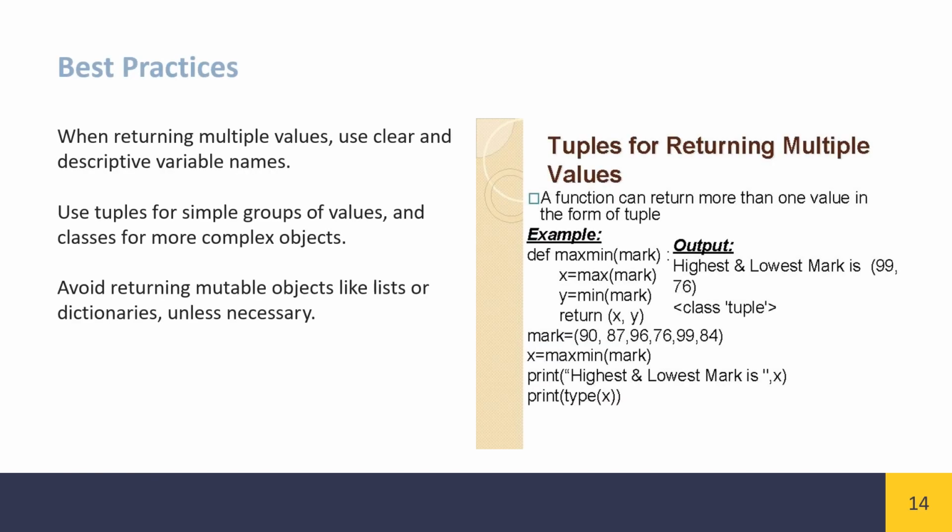Best practices. When returning multiple values, use clear and descriptive variable names. Use tuples for simple groups of values and classes for more complex objects. Avoid returning mutable objects like lists or dictionaries unless necessary. And here is the example for tuples for returning multiple values.